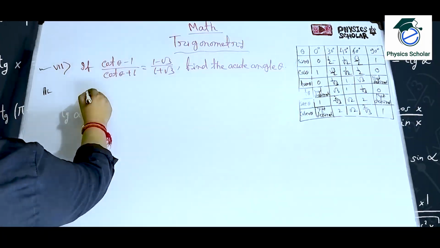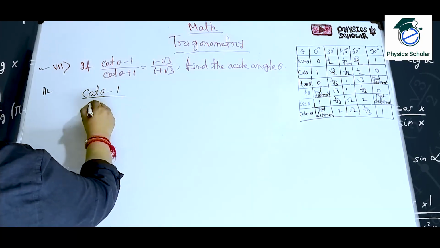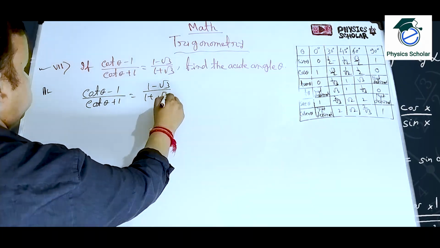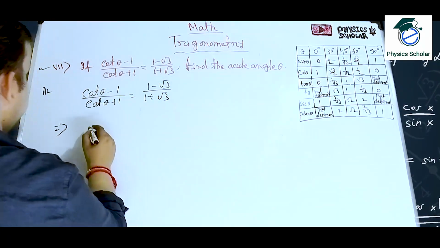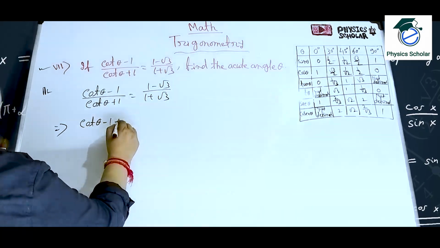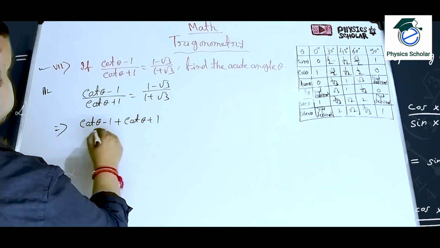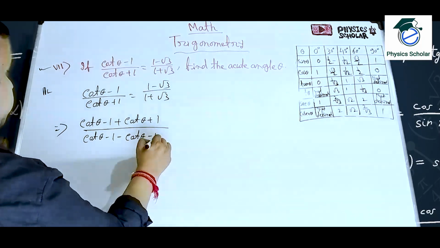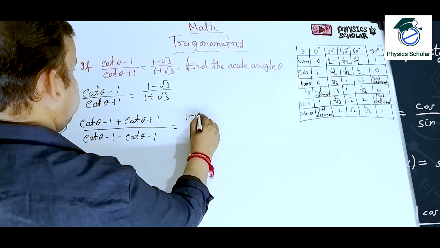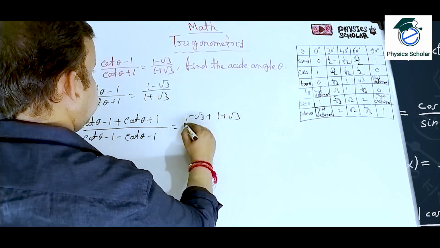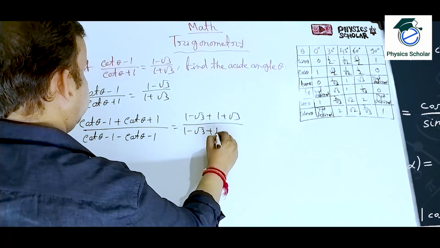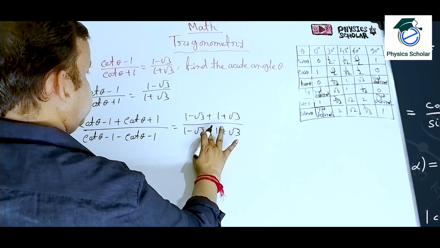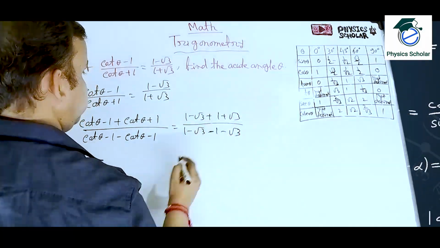So students, this sum: cot theta minus 1 by cot theta plus 1 is equal to 1 minus root 3 by 1 plus root 3. So componendo dividendo we can do. So now cot theta minus 1 plus cot theta plus 1 divided by cot theta minus 1 minus cot theta minus 1. Okay. So it is 1 minus root 3 plus 1 plus root 3 divided by 1 minus root 3 minus 1 minus root 3. Clear?